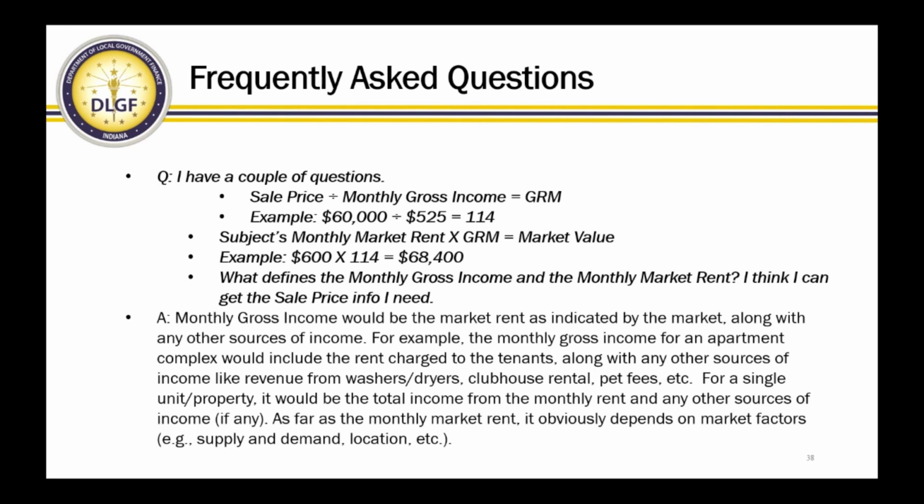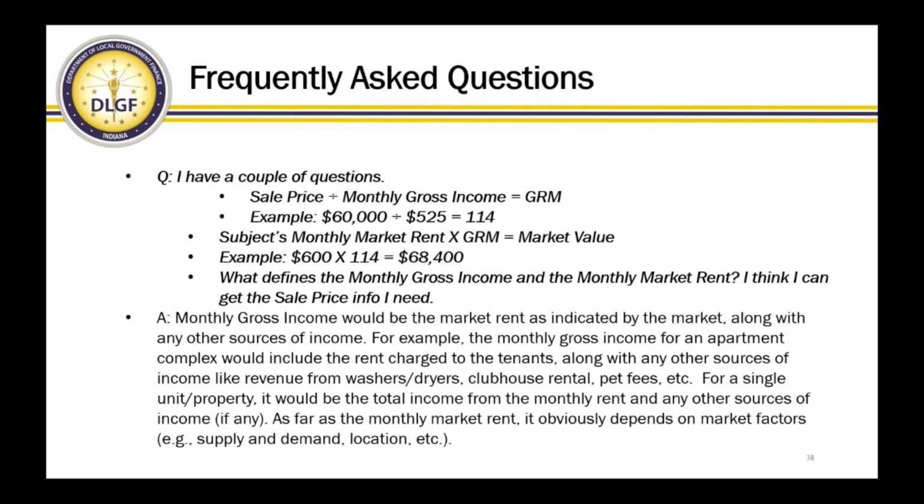So this is a couple questions boiled down to one. Start off with the sale price of $60,000 divided by the monthly gross income of $525, which gives you a gross rent multiplier of 114. And if the subject property's monthly market rent is $600, multiply that by the 114 gross rent multiplier, and it comes up with the market value in use of $68,400. And the question is, what defines the monthly gross income and monthly market rent?